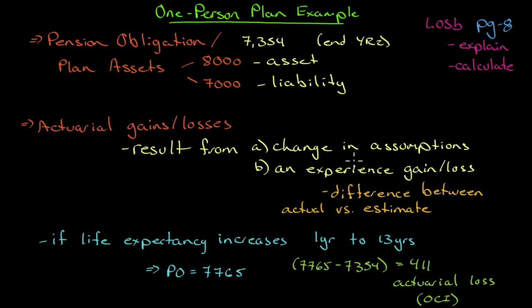Well, that's going to result in the amounts that we've recognized so far as being too low. So our pension obligation suddenly will be higher. Well, that is an actuarial loss, because we have an increased liability as a result of a change in assumption. So that's an actuarial loss. It results from a change in assumption and an experience gain or loss. Now, what's an experience gain? This is the difference between actual versus estimate. So we're going to see that the actual return on plan assets versus the expected return, that difference between them is an actuarial gain or loss.